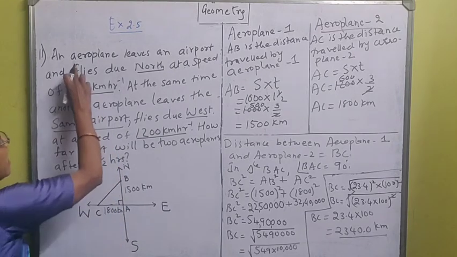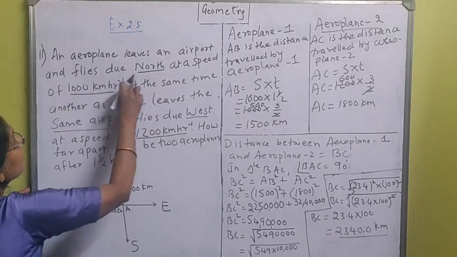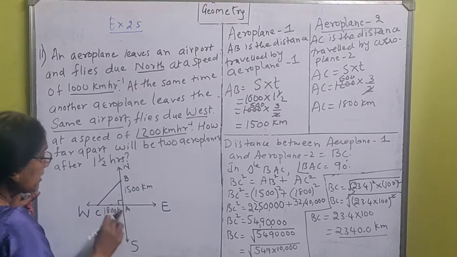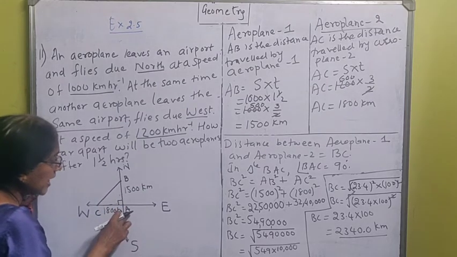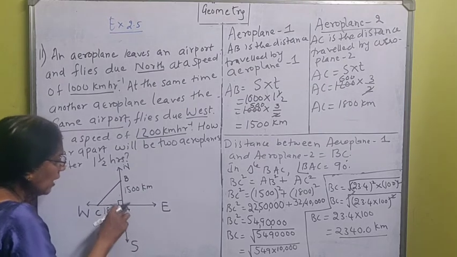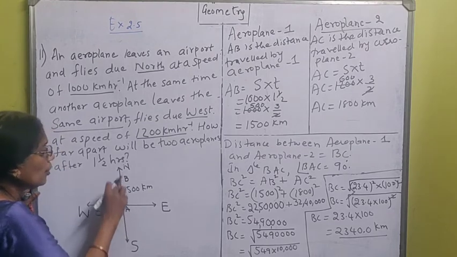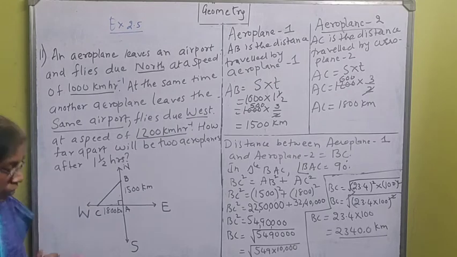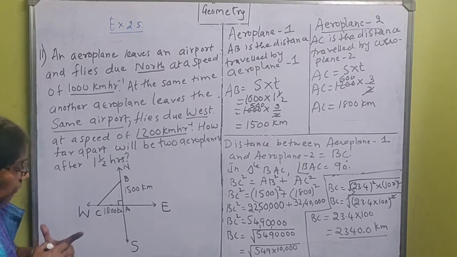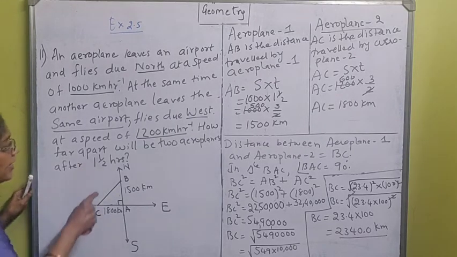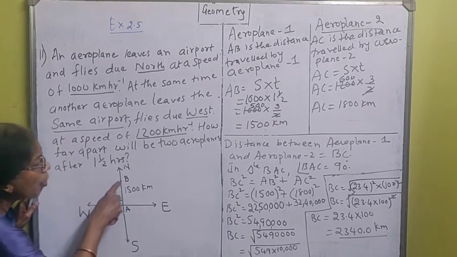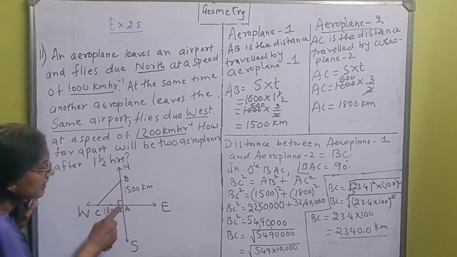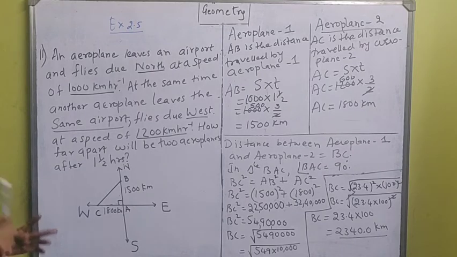Here, what is given? An aeroplane leaves an airport and flies due north. So what is happening? Let us take A as the airport. From airport A, one aeroplane is flying due north. So this is the direction of the first aeroplane. And after 1.5 hours, it reaches point B. So AB is the distance travelled by the first aeroplane.